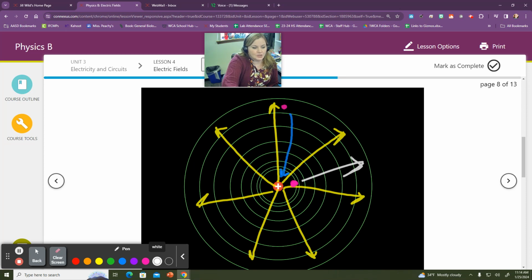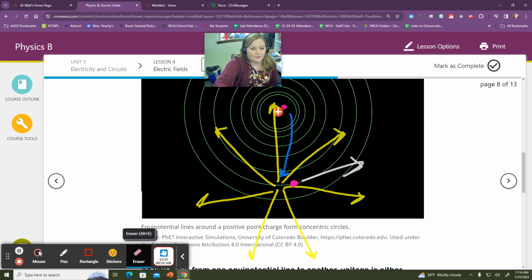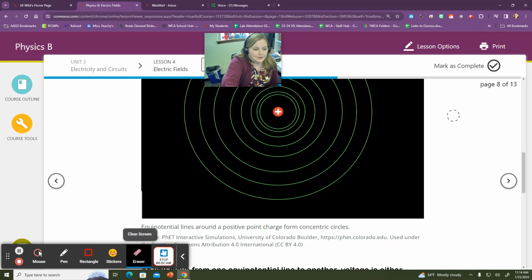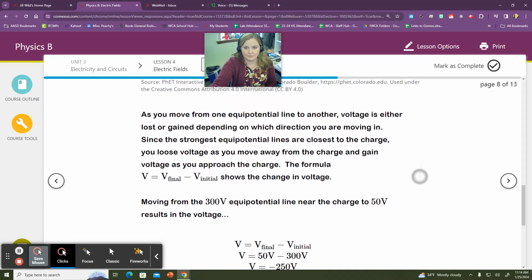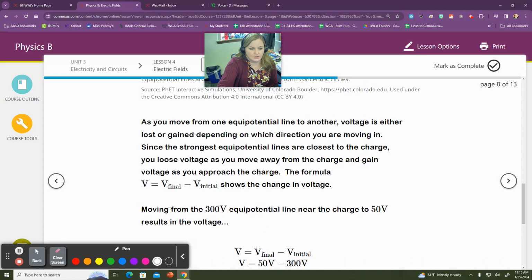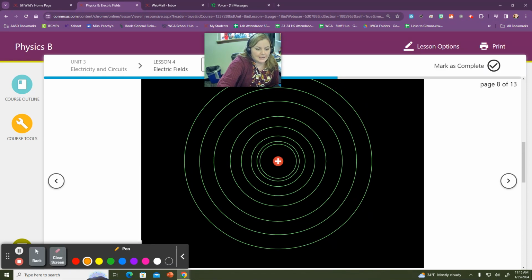So in the problem, it talks about how it has greater voltage towards, where does it say that? It says it here. Since the strongest equipotential lines are closest to the charge, you lose voltage as you move away from the charge and gain voltage as you approach the charge. And that is true in this example where you have a positive charge. You are going to have the greatest voltage here, right? So let's say this is 200 volts here, and 30 over here, I'm making numbers up, because this has the greatest potential energy.